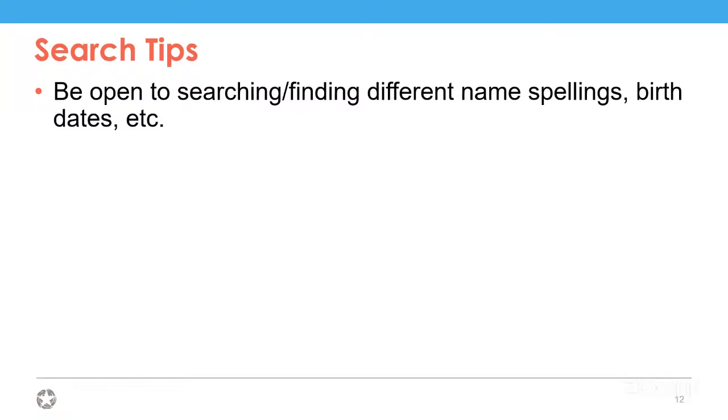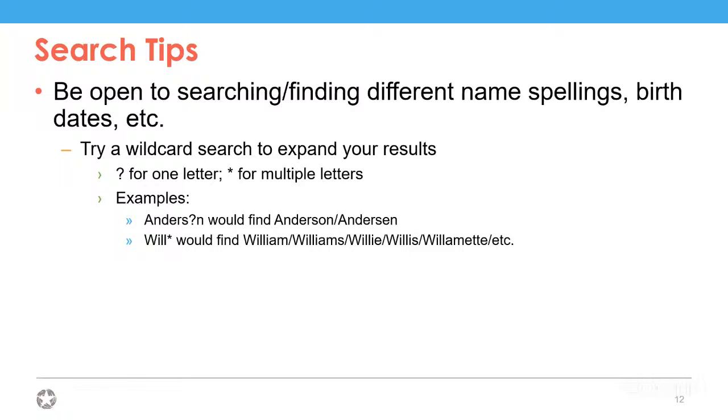You'll want to try a wildcard search. A lot of the searches on the databases use a question mark for a letter, or the little star symbol for several letters, if you don't know whether or not you've got a specific spelling correctly. So here's an example. Anderson could be Anderson with the O or Anderson with the E. And William, of course, has all sorts of various ways it can be spelled, especially if William liked to go by a nickname. So those are a couple of different ways that you can expand your search results for oddities.